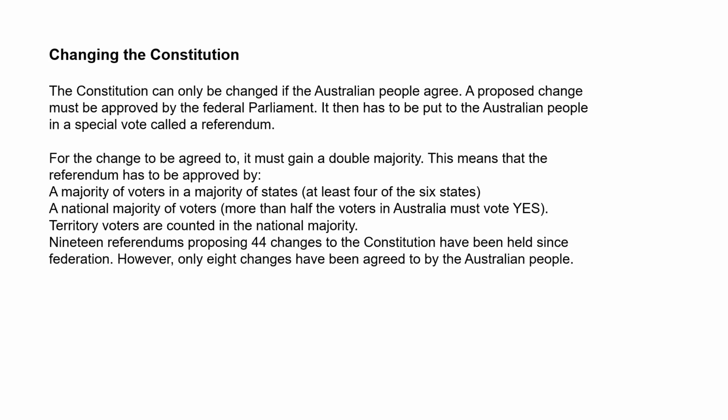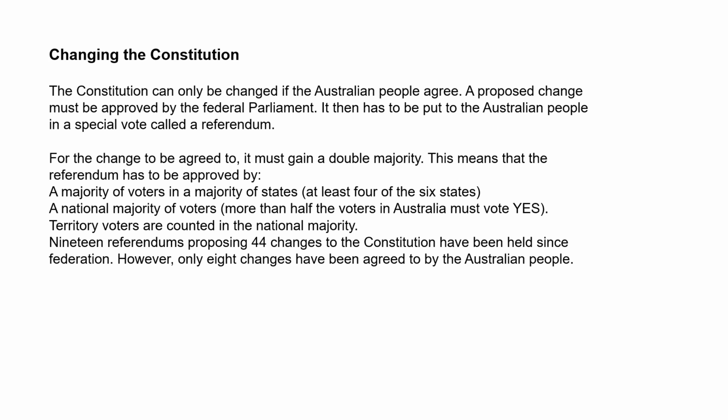Changing the Constitution. This is the next section we're going to be talking about. The Constitution can only be changed if the Australian people agree. A proposed change must be approved by the Federal Parliament. It then has to be put to the Australian people in a special vote called a referendum. For the change to be agreed to, it must gain a double majority.